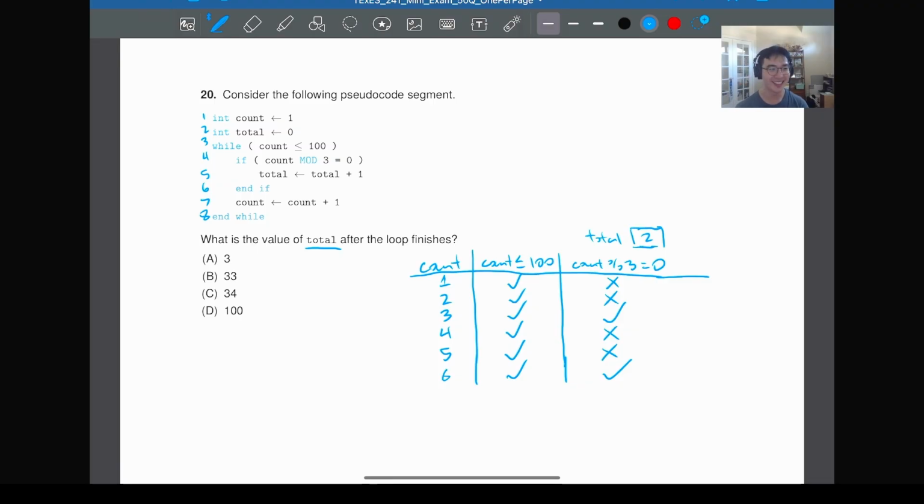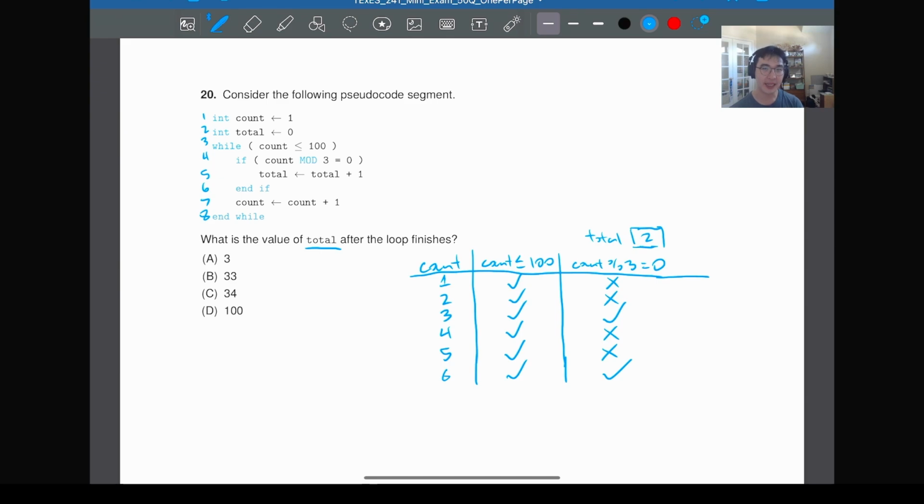Wow. Think about it for a second. Take a breather. How many times would I have to do this to draw this table out for this problem?